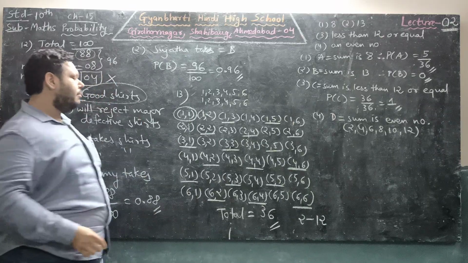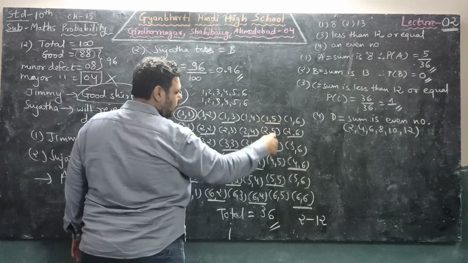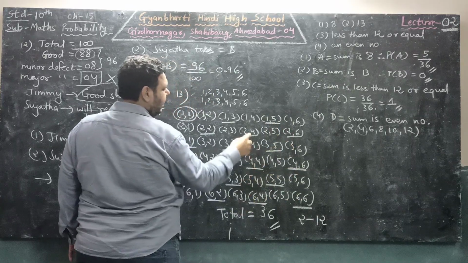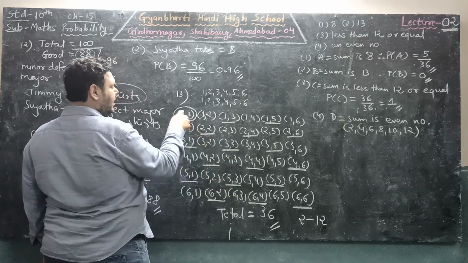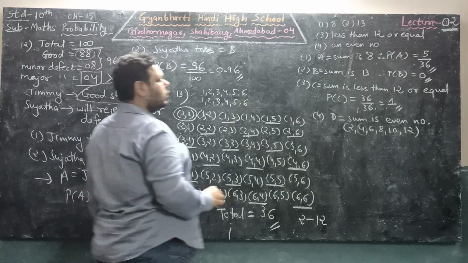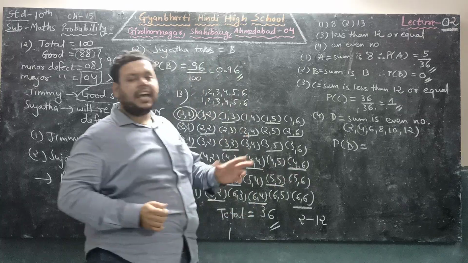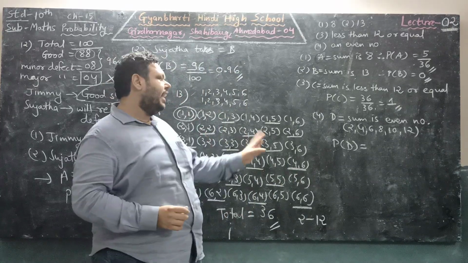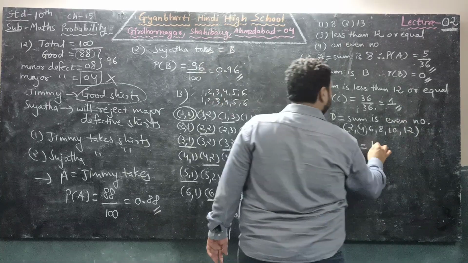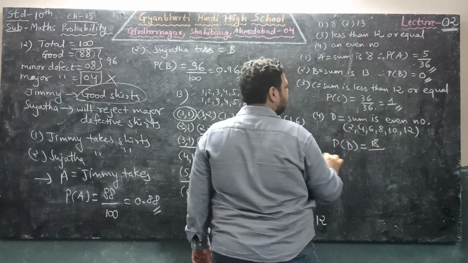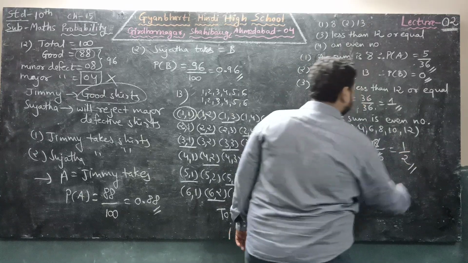Now calculating the numbers which are underlined: 1, 2, 3, up to 18. So there are a total of 18 pairs which have an even number as their sum, that is, their sums are 2, 4, 6, 8, 10 and 12. There are 18 pairs having an even sum, and 36 pairs in total. So we will get 1 upon 2 as the result.